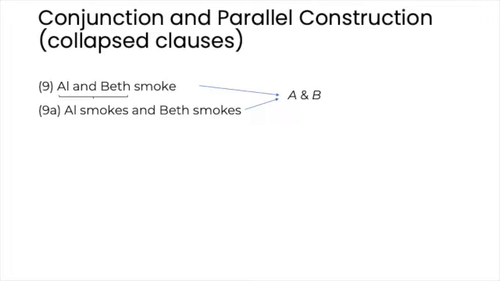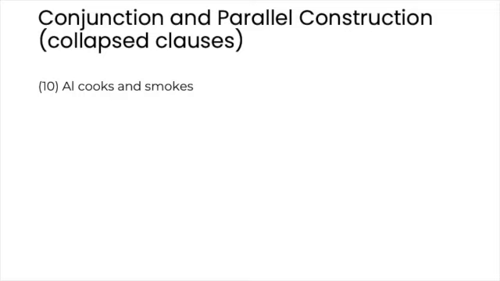The same happens with a sentence like 10, in which the conjunction occurs in a predicate. Al cooks and smokes.